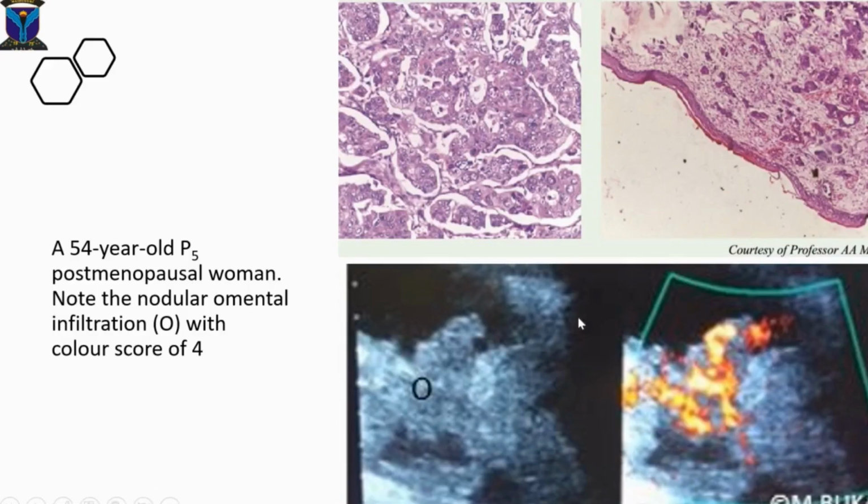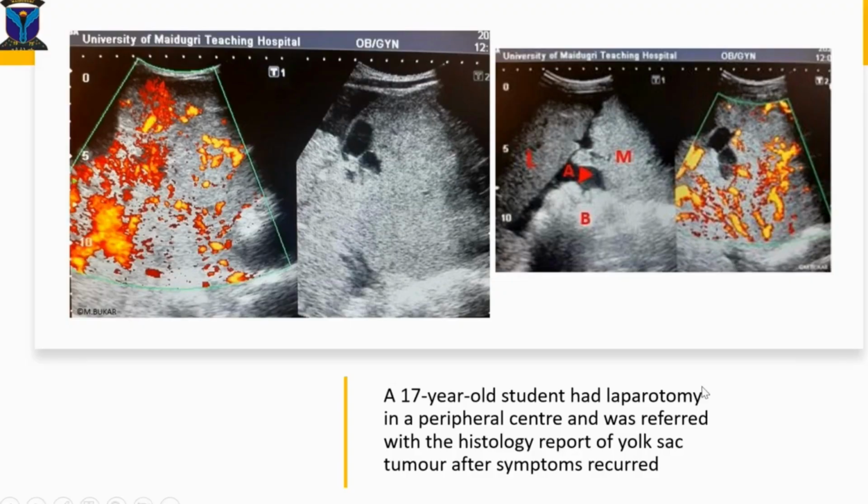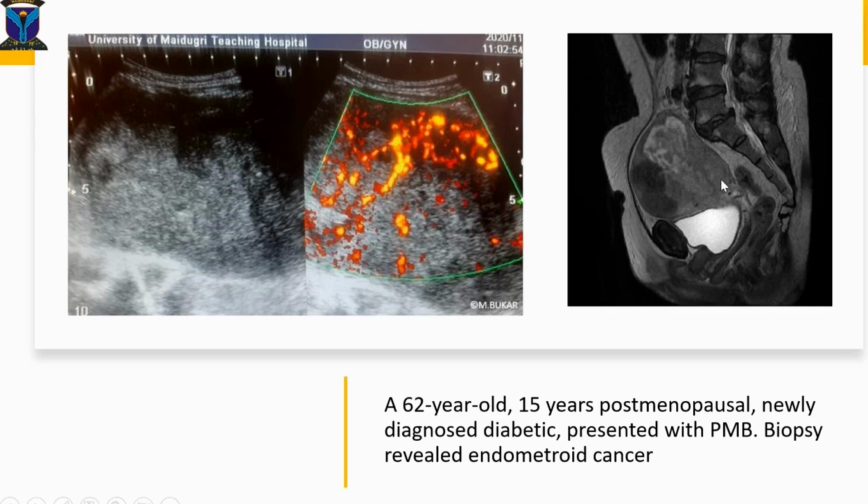This was a nodular omental deposit in a case of serous adenocarcinoma of the ovary. Look at the pattern of the vasculature in keeping with malignancy. This young girl had a yolk sac tumor. So look at the branching, the dilatation, and the hotspots, all in keeping with malignant lesion.